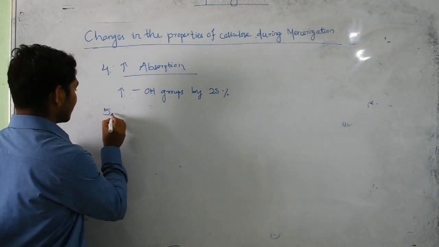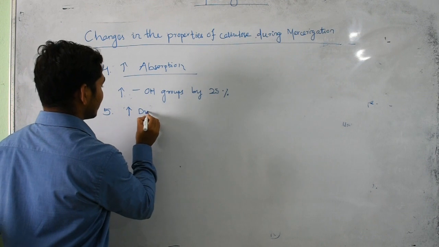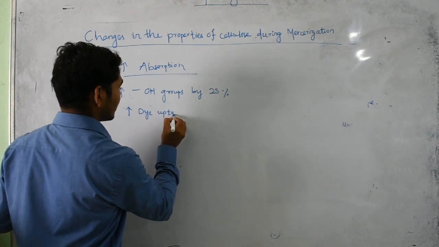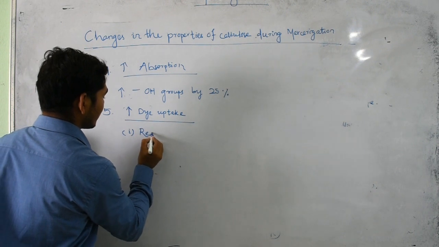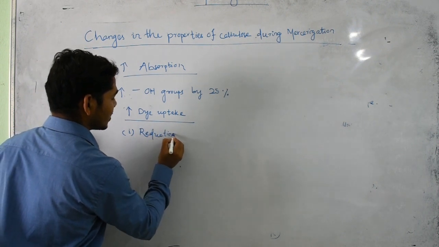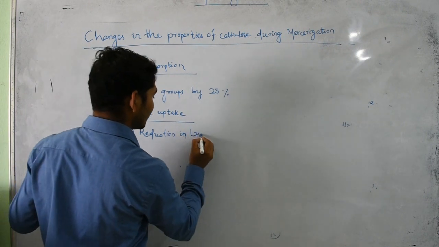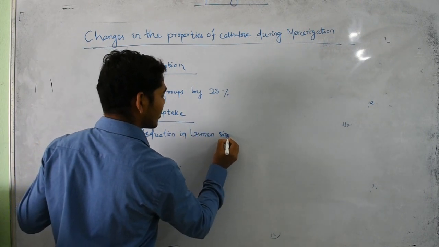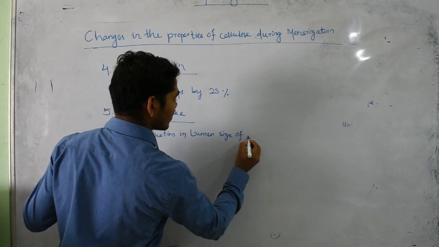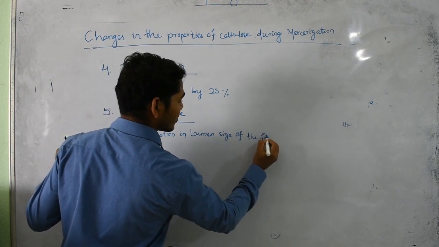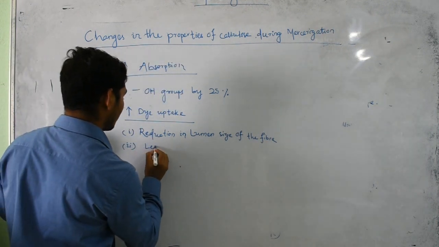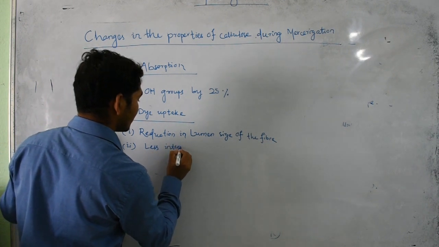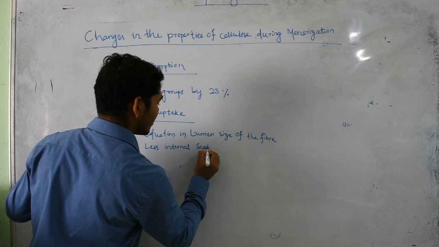Coming to the next changes, there is increased diaptic. Increased diaptic is due to reduction in lumen size of the fiber. And second point is less internal scattering.